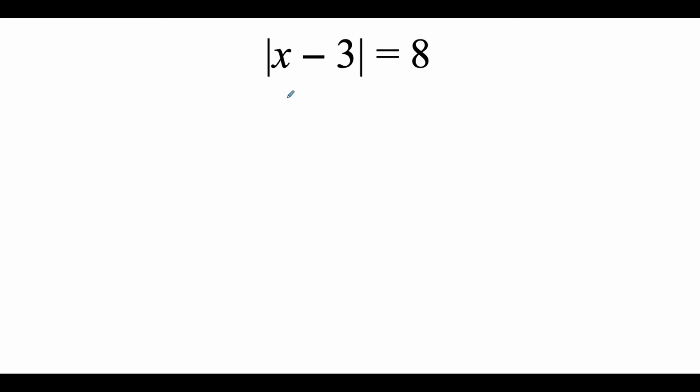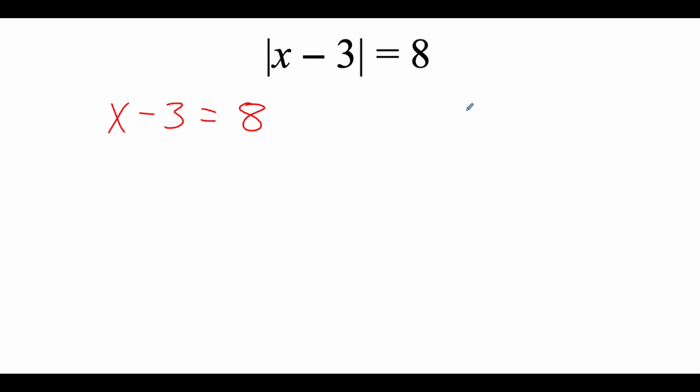To get our first equation, what we're going to do is take a look at the equation that we're given with those absolute value bars in there. The only thing that we want to do for our first equation is get rid of the absolute value bars. We're just going to pretend like they were never there. So we get x minus 3 equals 8.